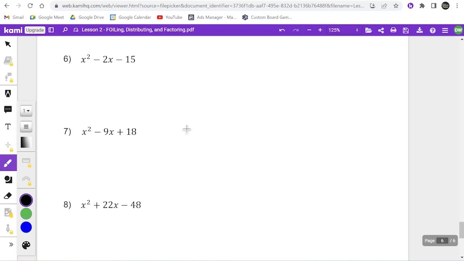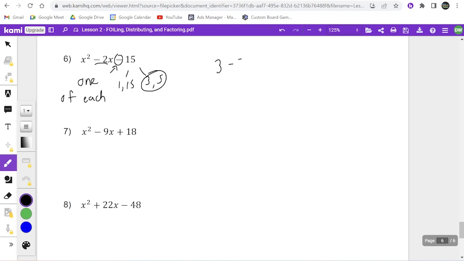Okay, and here's the solution. First thing you do is for 15, you want to do 1 and 15 and 3 and 5. And then what you want to say is, since this is minus, it's going to be one of each again, and that means we're subtracting, and we need to subtract to get a negative 2 here. Well, 1 minus 15 is 14. 3 minus 5 is 2. So it looks like it's going to be 3 and 5.